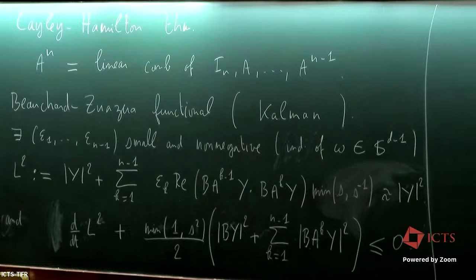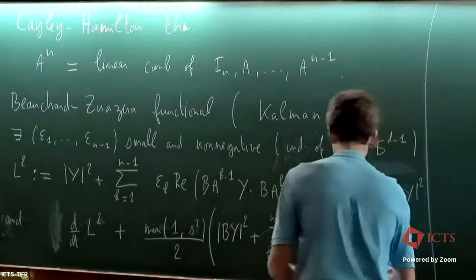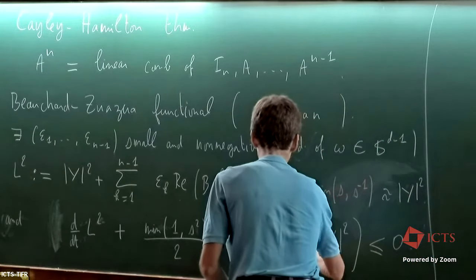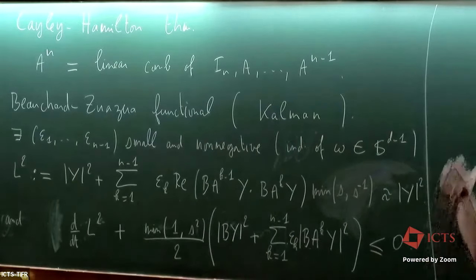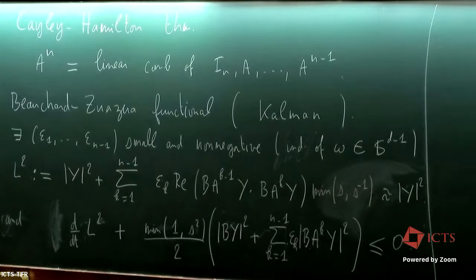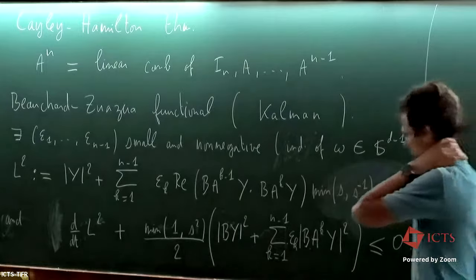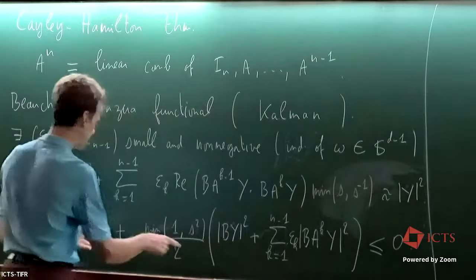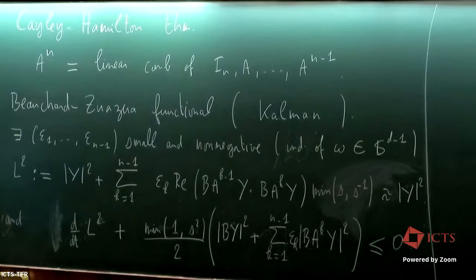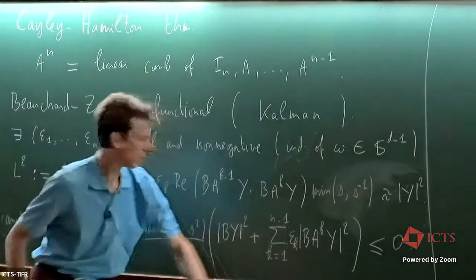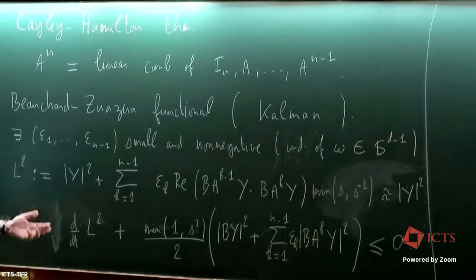Okay, so now the question is what can be said? Sorry, again, I forgot the parameters, epsilon k. Okay, so now the question is what can be done with this? Having in mind the toy model, you want to get some exponential decay from this inequality, but for that you have to be able to bound this term by some constant times L square.